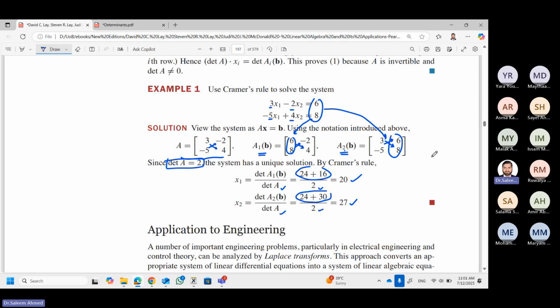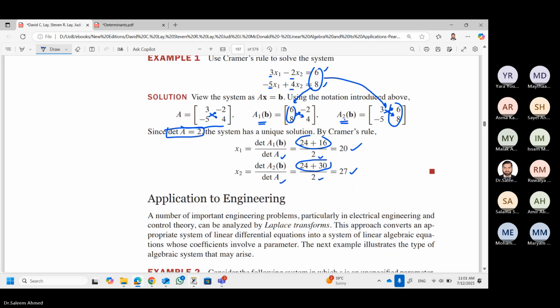At the end, whenever you get a solution, you can replace this solution in the left hand side. You should get the right hand side, 6 and 8. See example 1 on page 180.